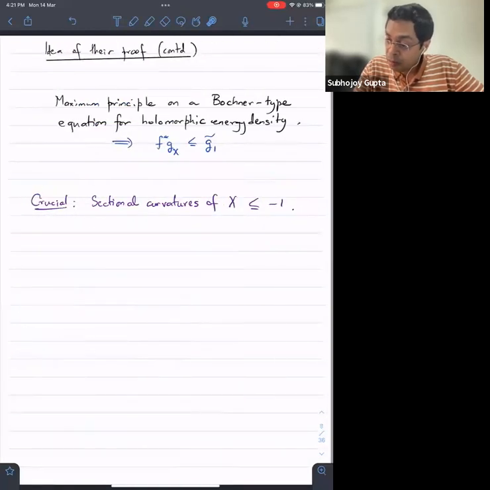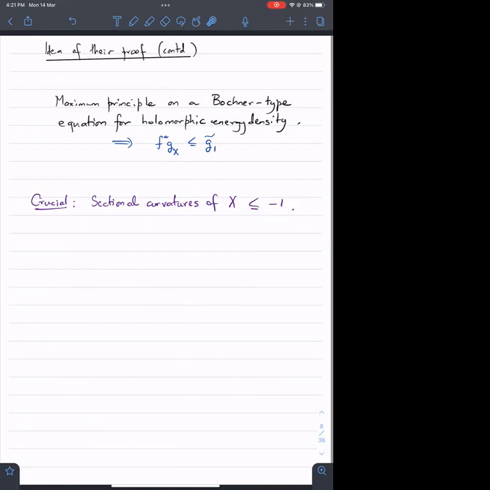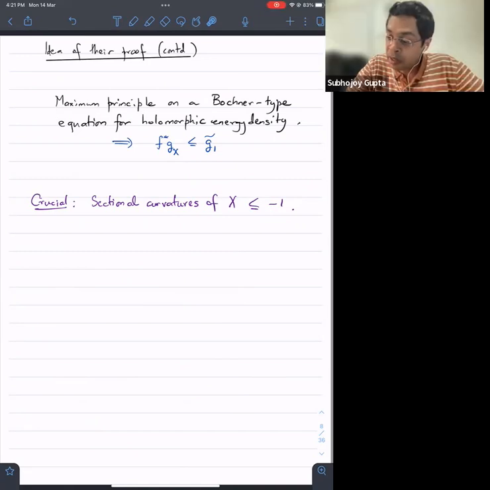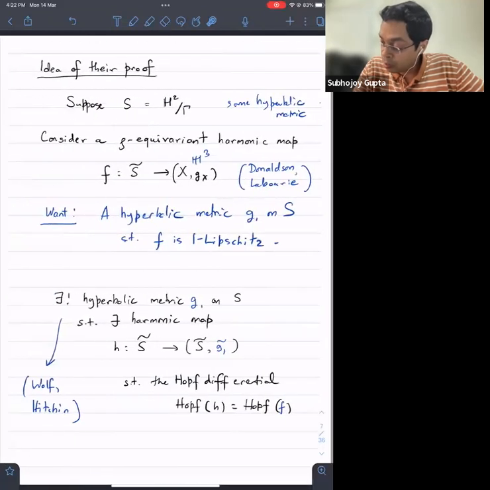So very briefly, this is where you play around with a Bochner type equation for the holomorphic energy density, and you can show that the pullback of the metric in H3, in our case the metric in this Hadamard manifold GX, is pointwise dominated by this new hyperbolic metric that you found. Okay, using this result of Wolf and Hitchin.